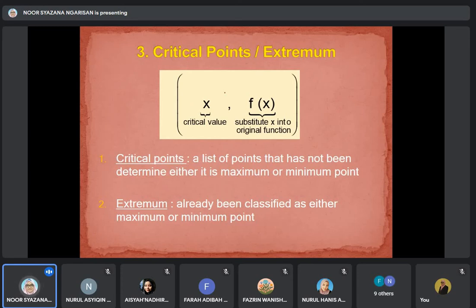From critical value. Okay, kalau kata point, dia mesti ada x coordinate and y coordinate. Point mesti ada x coordinate, y coordinate. Coordinate x is from the critical value. Y coordinate is when we substitute x is critical value into the original function.